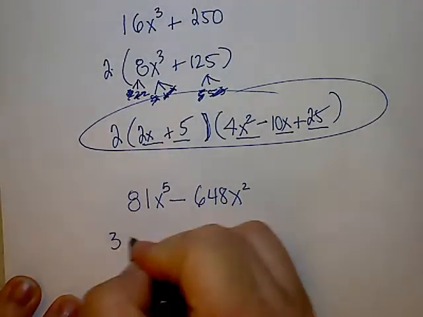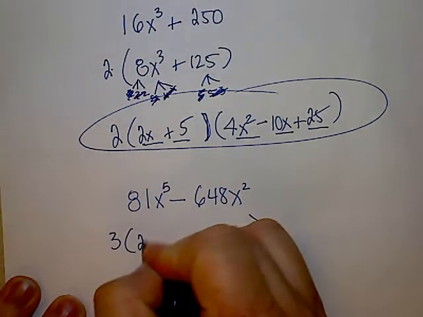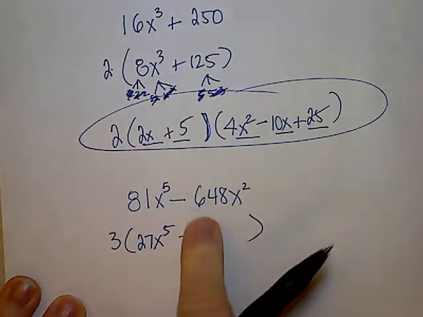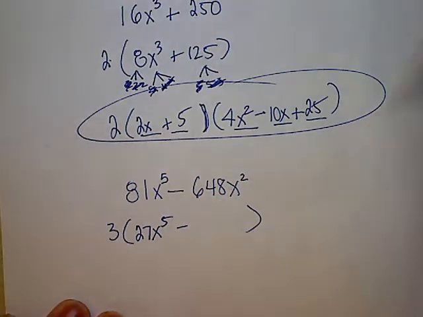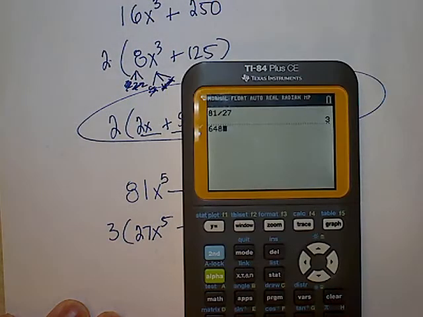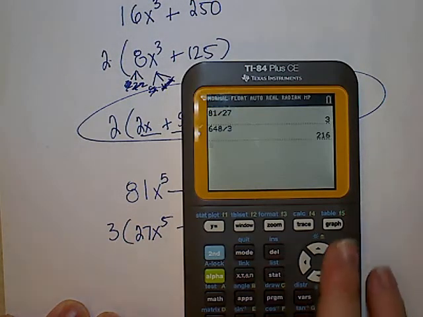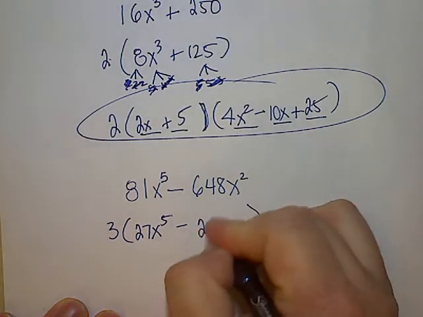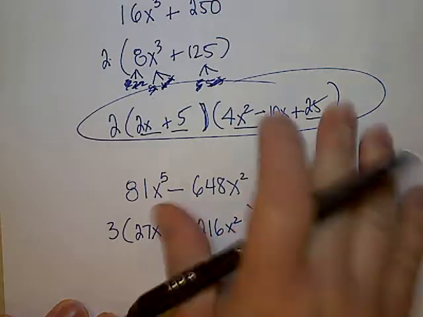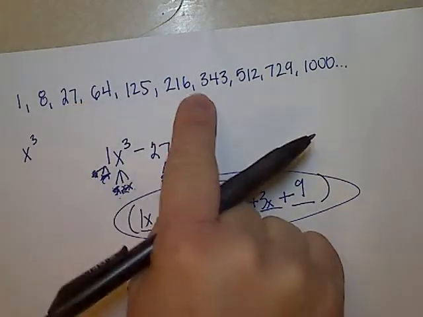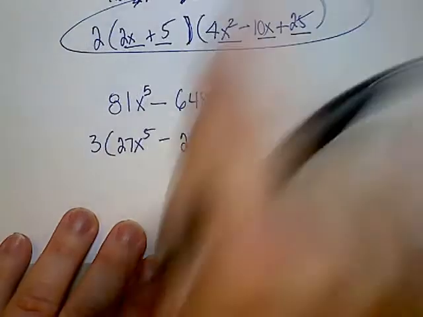So if I factor out a 3 here, I'd get 27x to the fifth. Please take 648 and divide it by 3 for me. And I end up with 216. And now I look back at the list and ask, are 27 and 216 there? 27, yes, and 216. But I can do more.